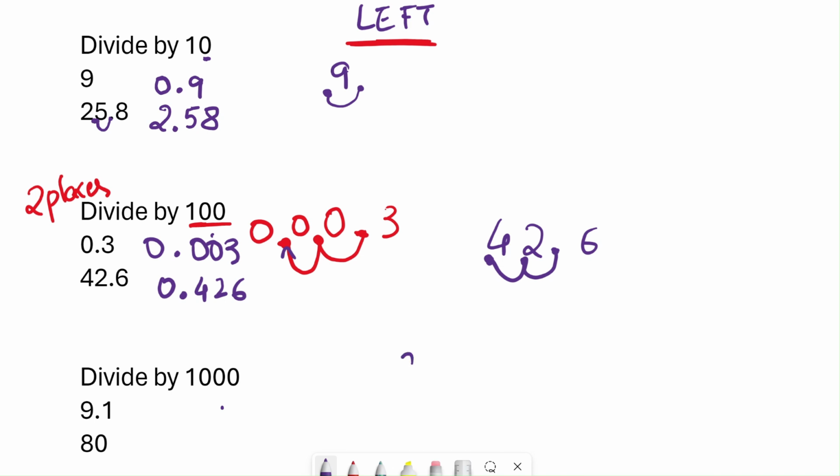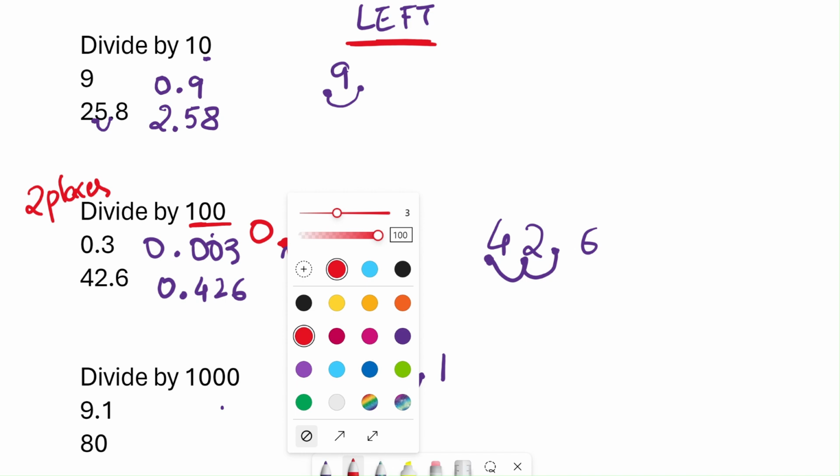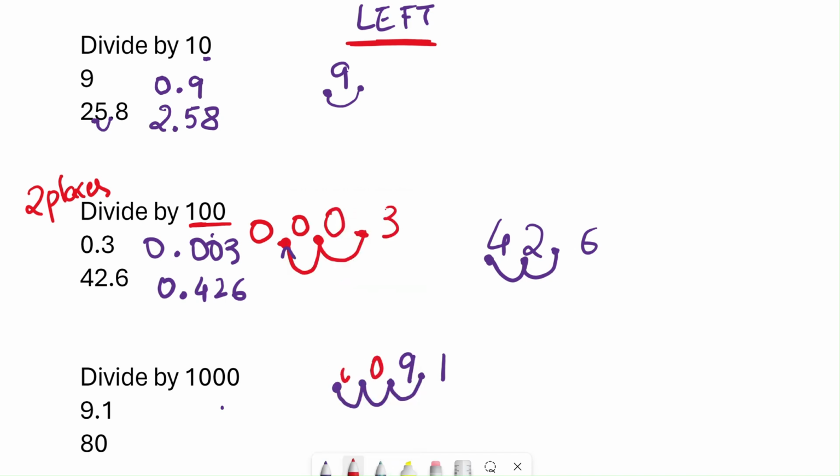Divide something by 1000, it moves 3 places. 9.1, 1 place, 2 places, 3 places. You fill these gaps with 0. So it becomes, this is my new point, so it's 0.0091.